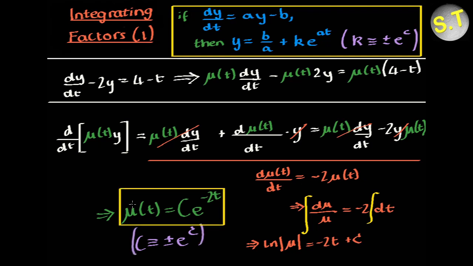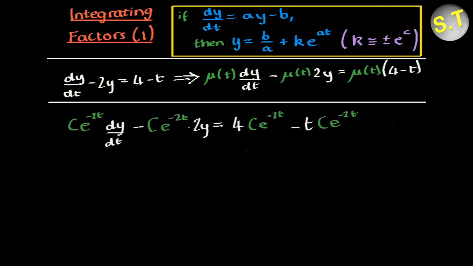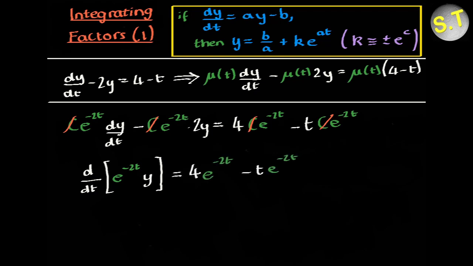Okay, so now let's reinsert our mu of t into this equation here. And when we do that, we end up with this. And as you might notice, the c values can all cancel out as well. And this part of the equation also came from the product rule, so we know that that is the same thing as d by dt of our mu of t times y. And now we're left with something that we can integrate directly.